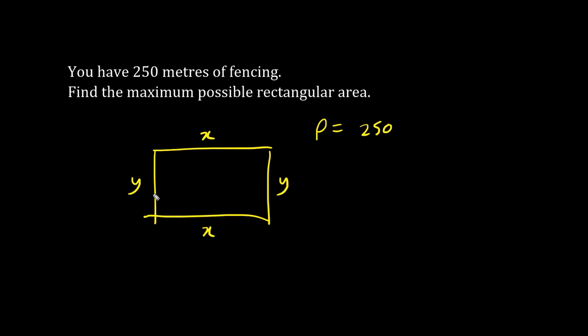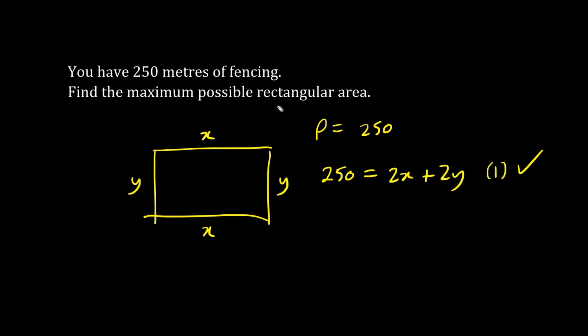Now what else is the perimeter? The perimeter is also 2x plus 2y. So the perimeter, 250, is 2x plus 2y. We have one very important equation.